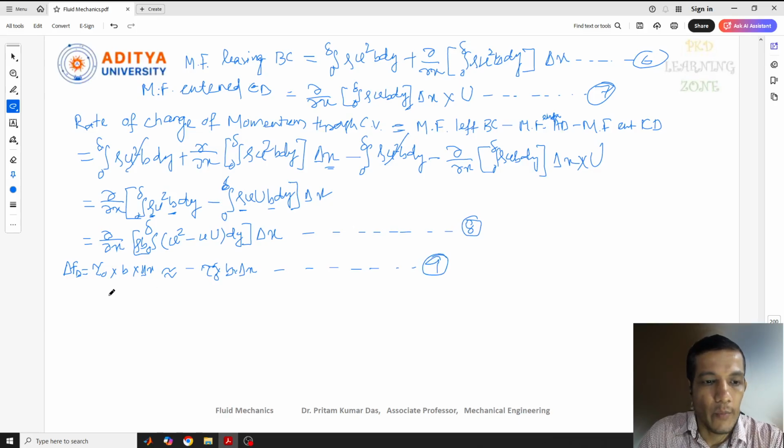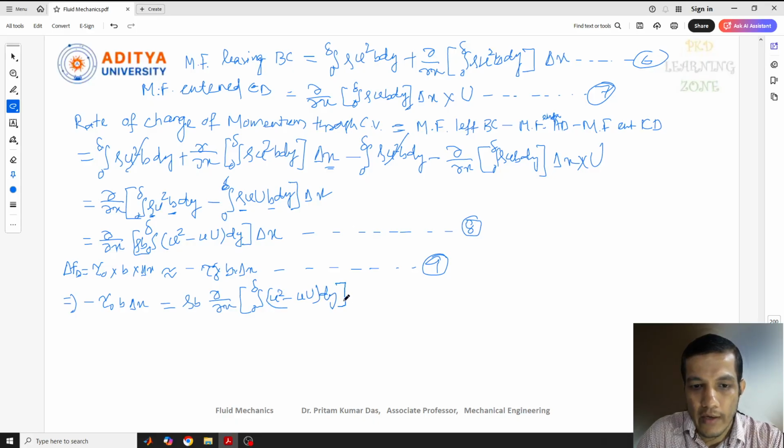Now according to the momentum principle, these two values should be equalized, these two values should be the same. So as per the momentum principle, we equalize these two equations: minus tau naught b delta x equals delta x rho b. Rho b we can take completely outside also, so rho b and del by del x bracket start integration 0 to delta, small u square minus small u capital U bracket close into dy bracket close into delta x. Now this is the term.